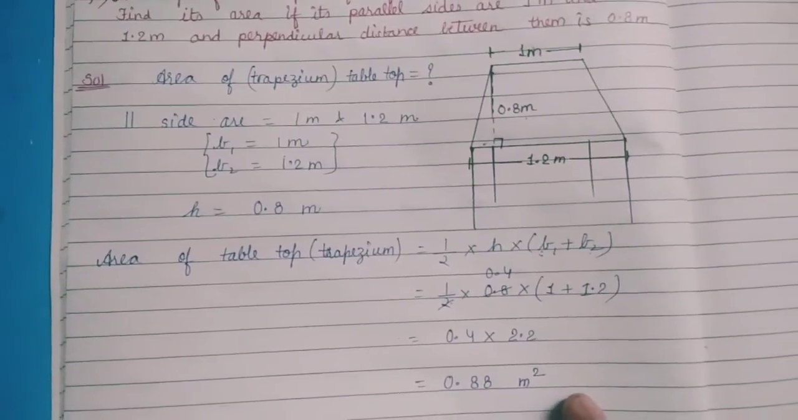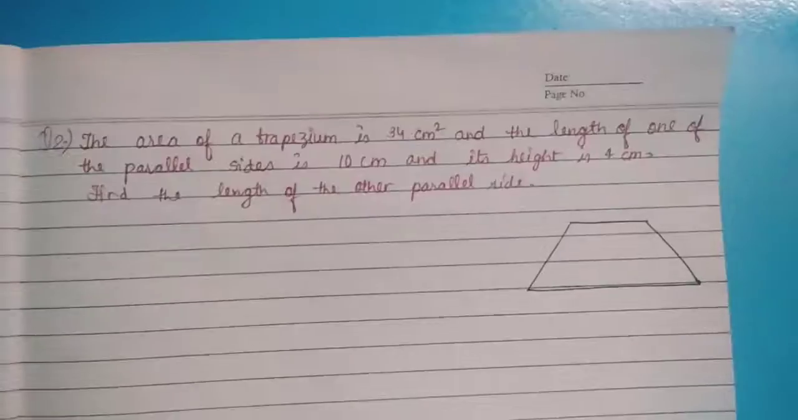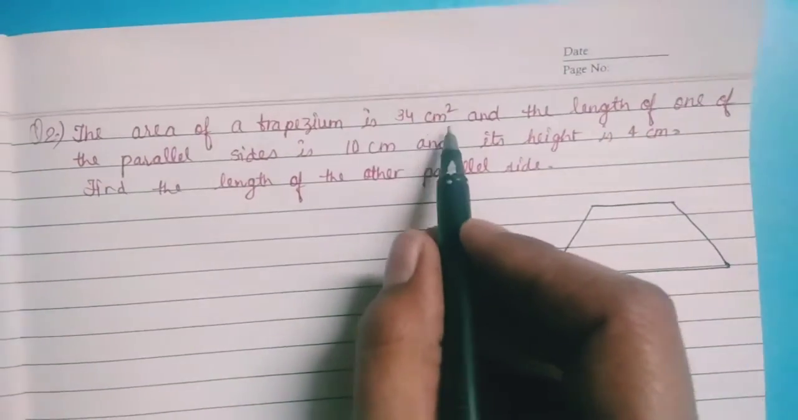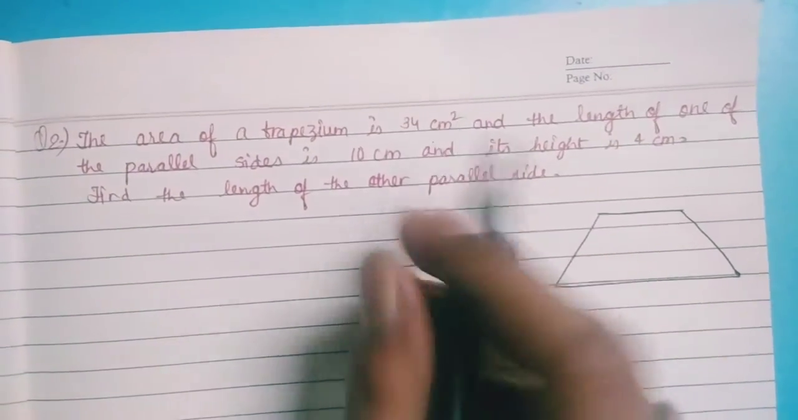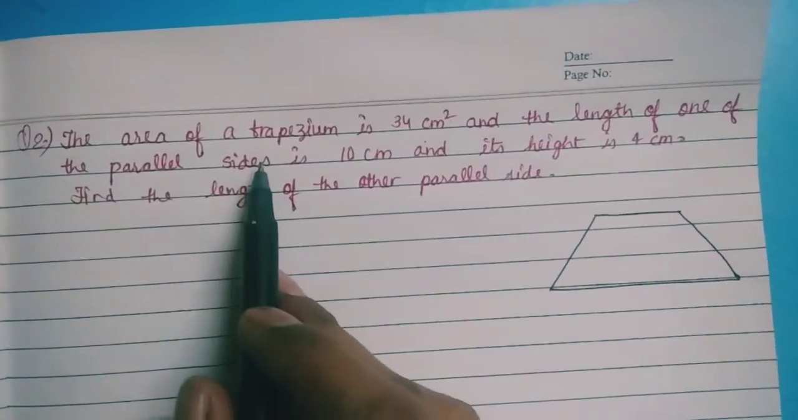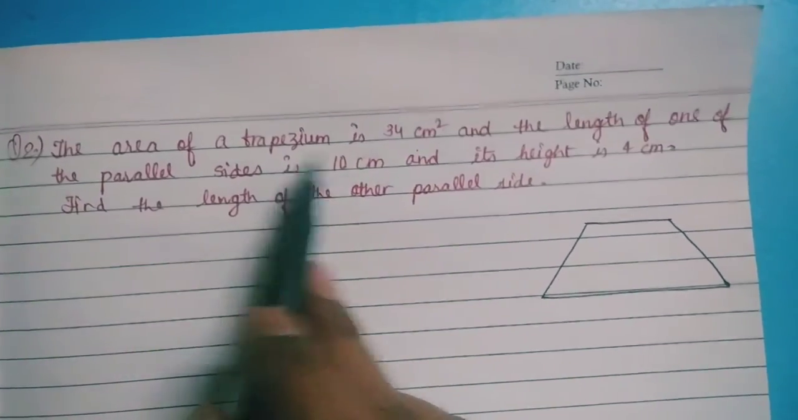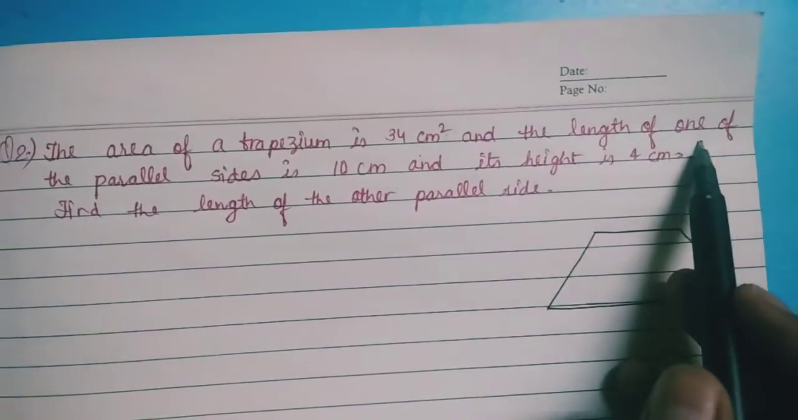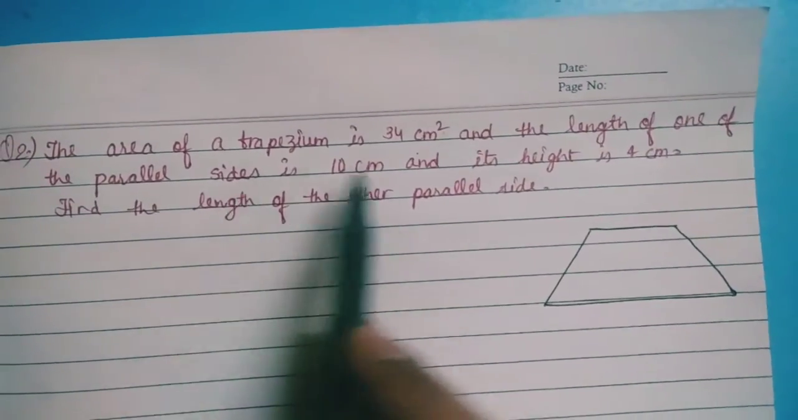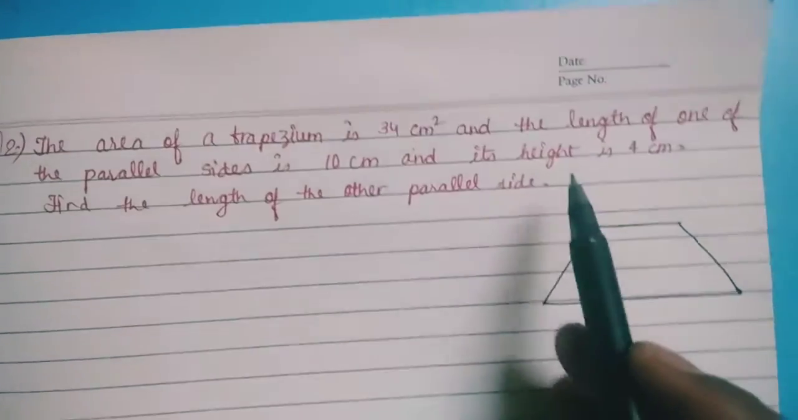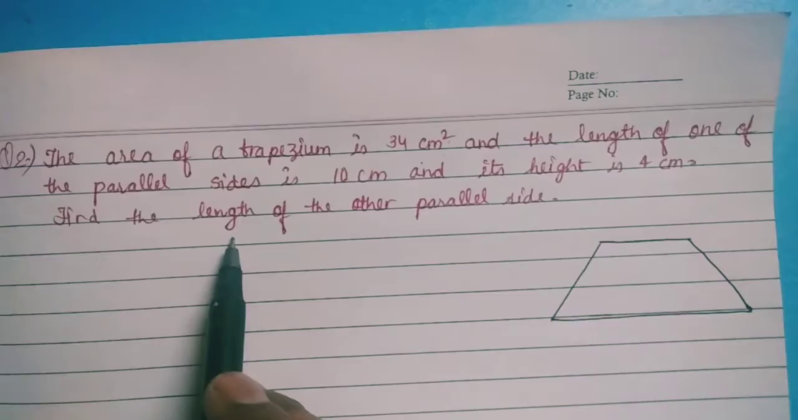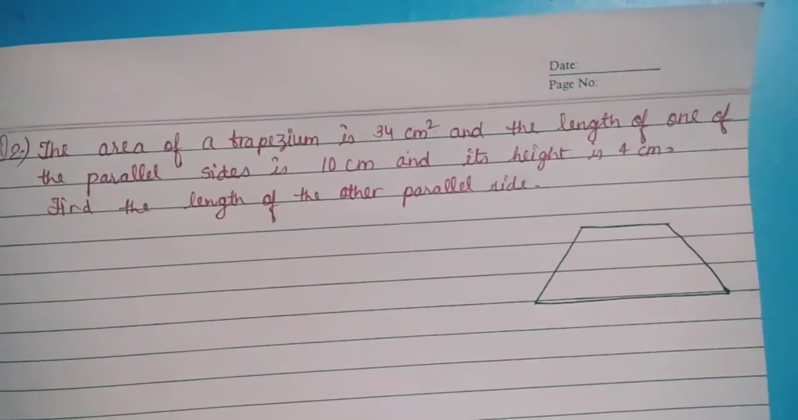Now question number 2 is: the area of a trapezium is 34 centimeter square. The first thing given in the question is the area of the trapezium, which is 34 centimeter square, and the length of one of the parallel sides is 10 centimeter and its height is 4 centimeter. Find the length of the other parallel side.